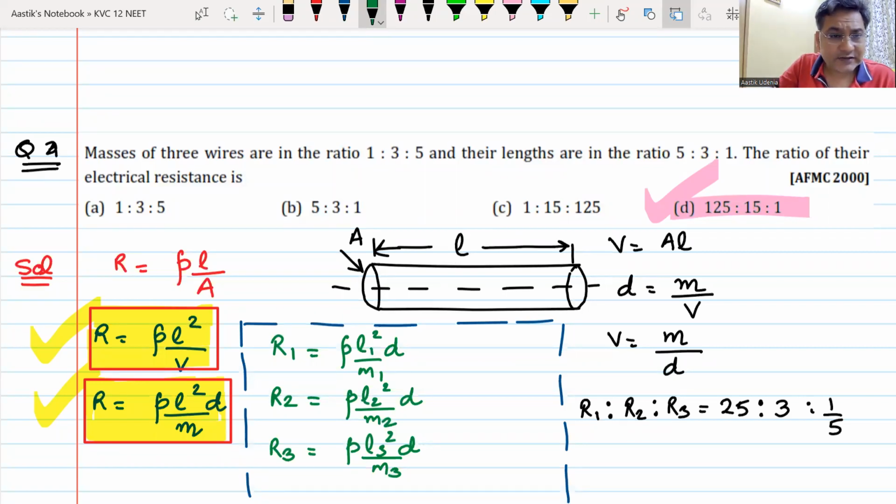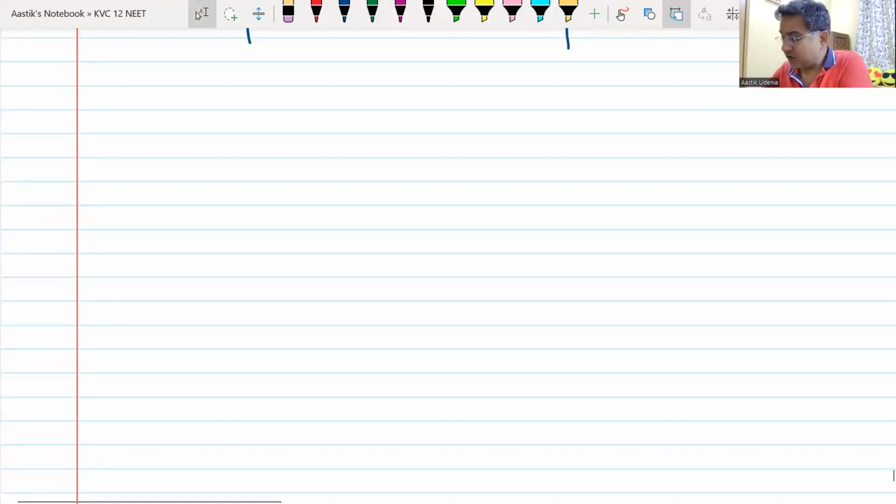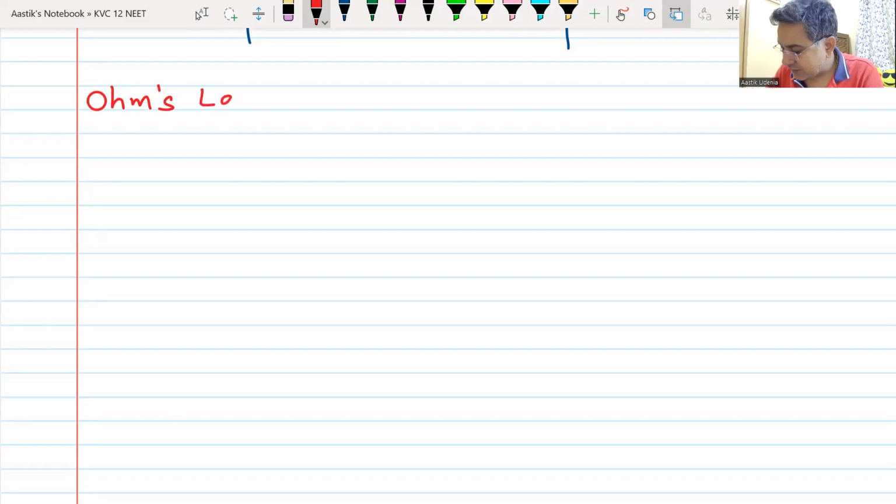That takes us to the next step, and what we are going to write in the next step. We have already gone through Ohm's law. We'll just have a look back again at the Ohm's law. And we've already done this. Why I'm going back to this? Because I want to write another form of Ohm's law.